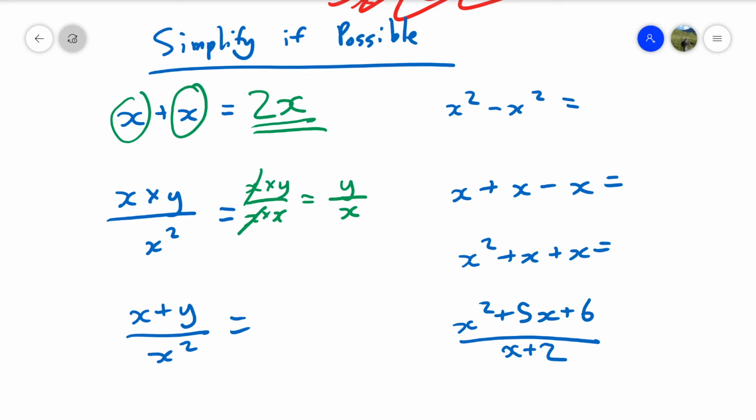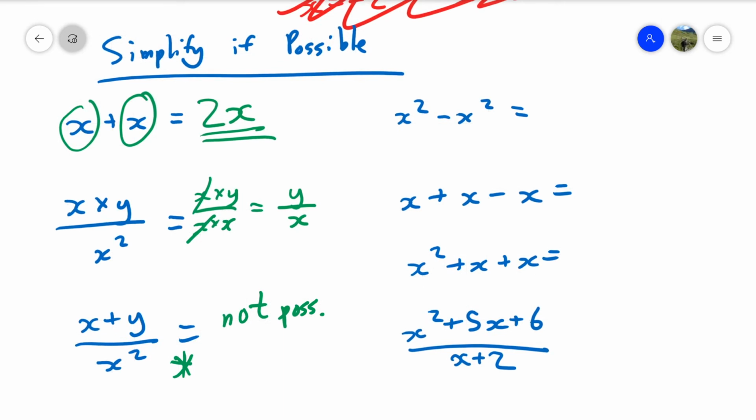This one is interesting. It's not possible. I'll come back to this again in a minute, in case you've got a question there. Oh, x squared is exactly the same as x squared. So if you take x squared and minus x squared, you end up with nothing.